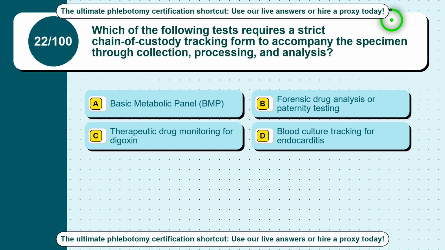Question 22. Which of the following tests requires a strict chain of custody tracking form to accompany the specimen through collection, processing, and analysis? Option A, basic metabolic panel, BMP. Option B, forensic drug analysis or paternity testing. Option C, therapeutic drug monitoring for digoxin. Option D, blood culture tracking for endocarditis.